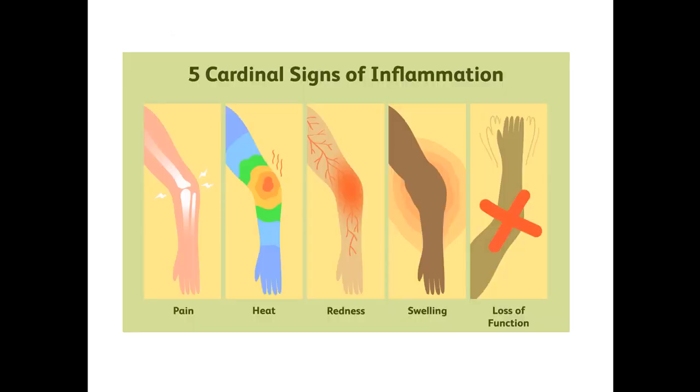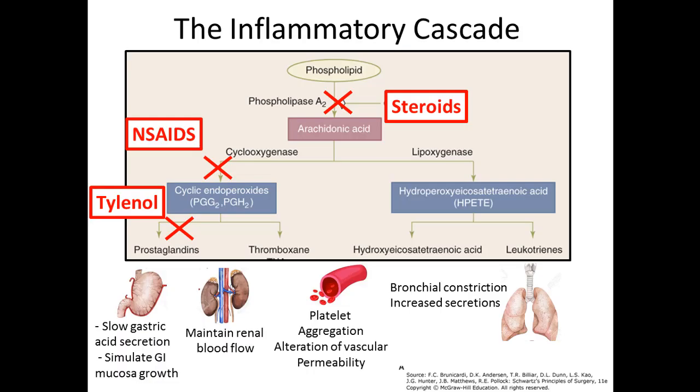So that's why when we get any kind of tissue injury and an inflammatory cascade going on, what we see are basically the five cardinal signs of inflammation. We see pain, we feel heat, we see redness, we see swelling, and we see decreased function. And that's all due to the body attempting to heal itself, which I think is pretty incredible.